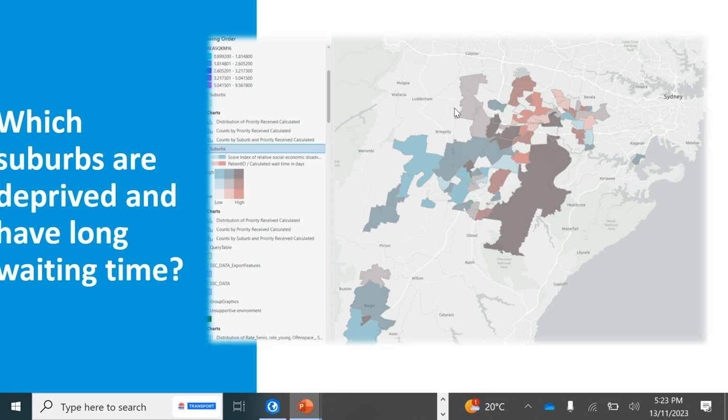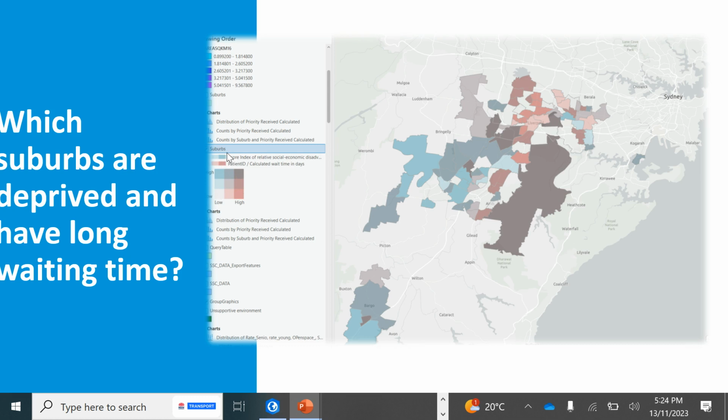Another technique that was used, again, is a bivariate map. In this case, it's just showing a bit of the legend and an output from ArcGIS Pro, which was used in this case. The question that was addressed here is which suburbs are deprived and have long waiting time. So you can see here the matrix of the colors and the legend. We were looking at the areas where there's a high score index of CIFA.